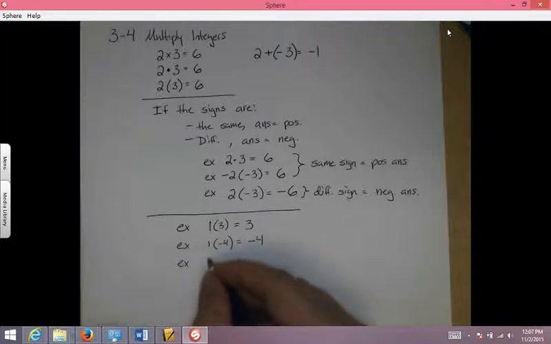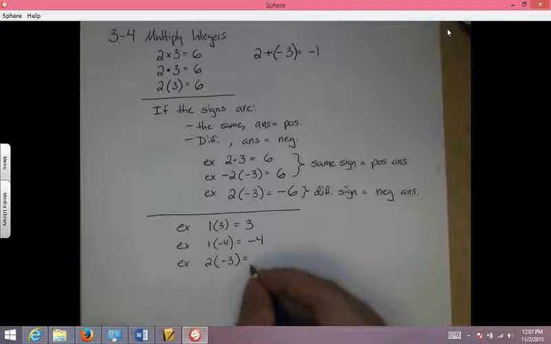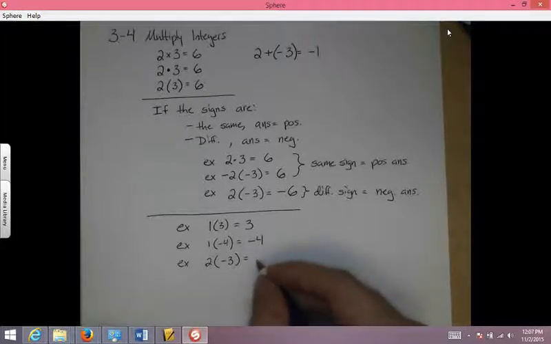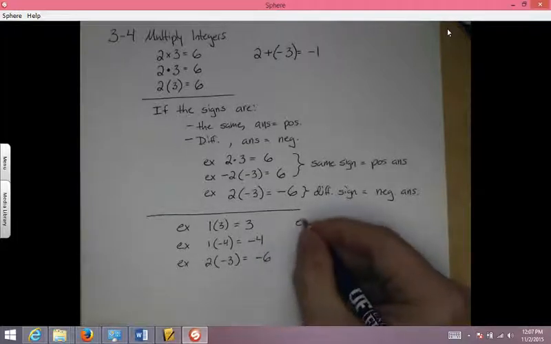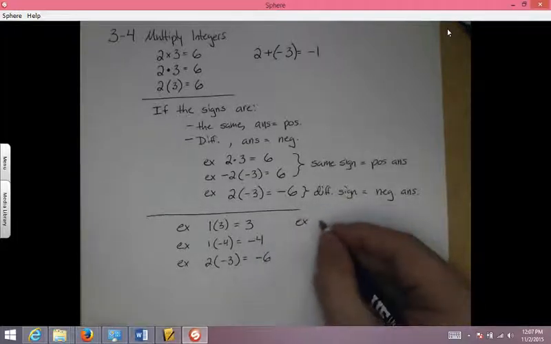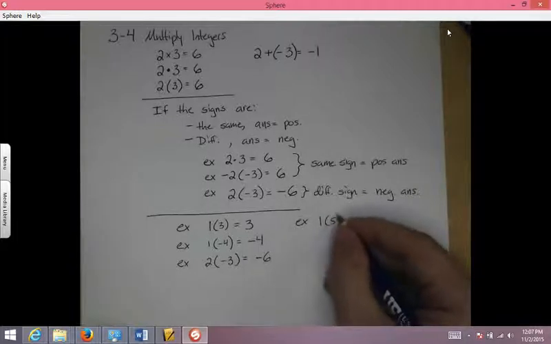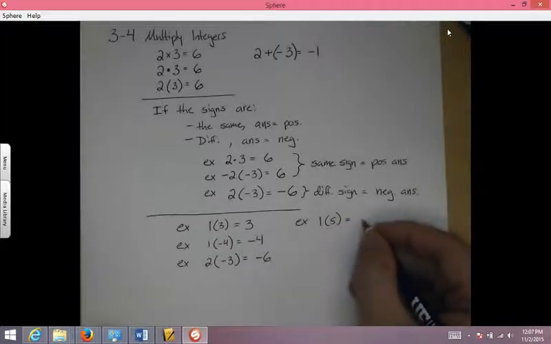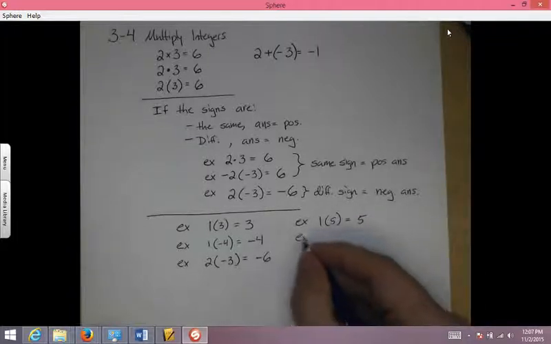Next. 2 times negative 3. Same or different signs? Different. So the answer is? Negative. Good. Let's do another one. 1 times 5. Signs, same or different? Same. So the answer is? Positive 5. Good. Next one.